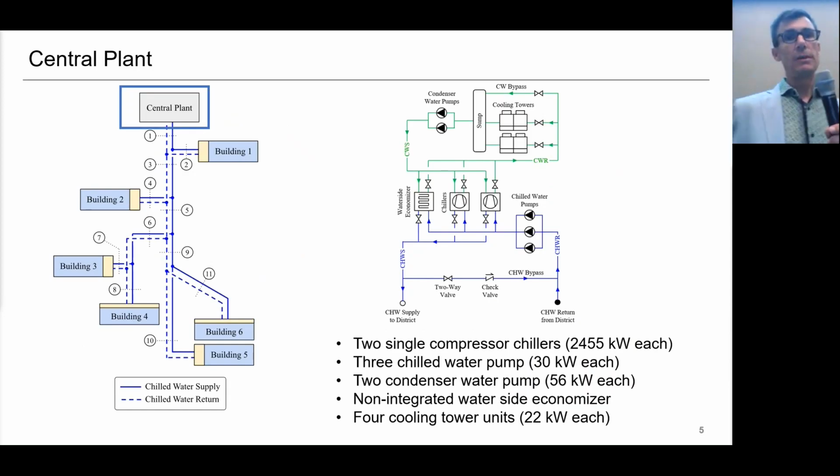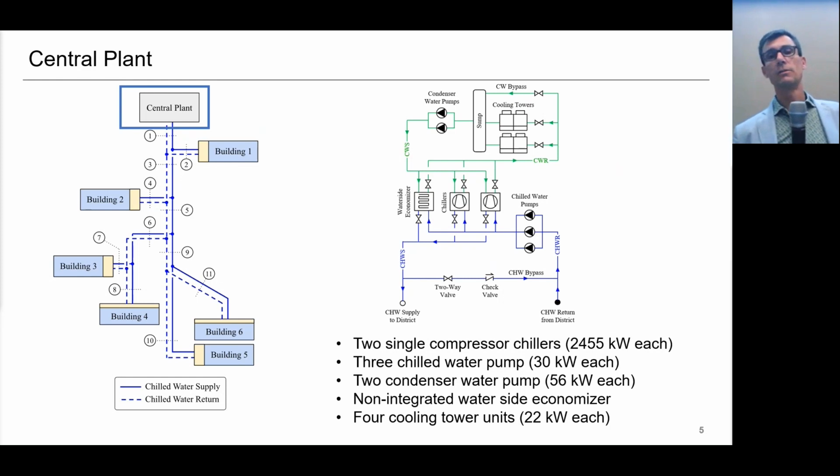So the chilled water plant, or the central plant, consists of 2 single compressor chillers. Each has about 2.5 megawatts, so there's a redundancy in this system. There are 3 chilled water pumps that consume about 30 kilowatts each, and then also 2 condenser water pumps that have about twice the installed electrical capacity or connection power.